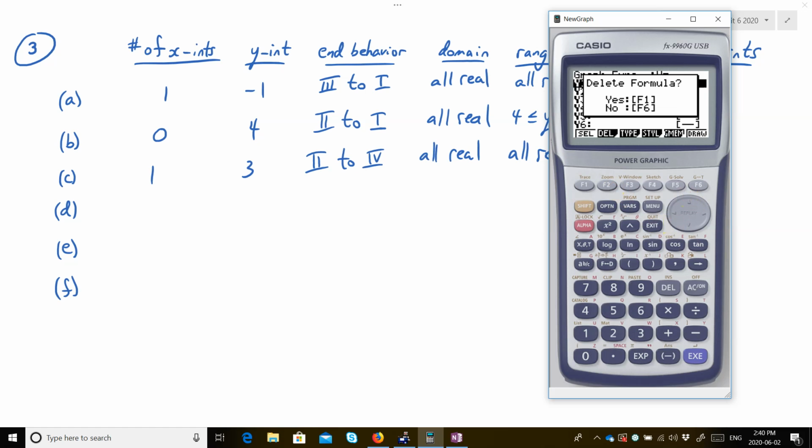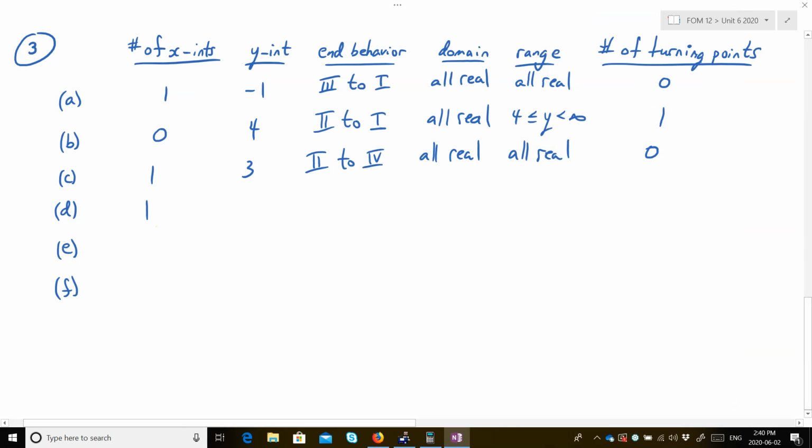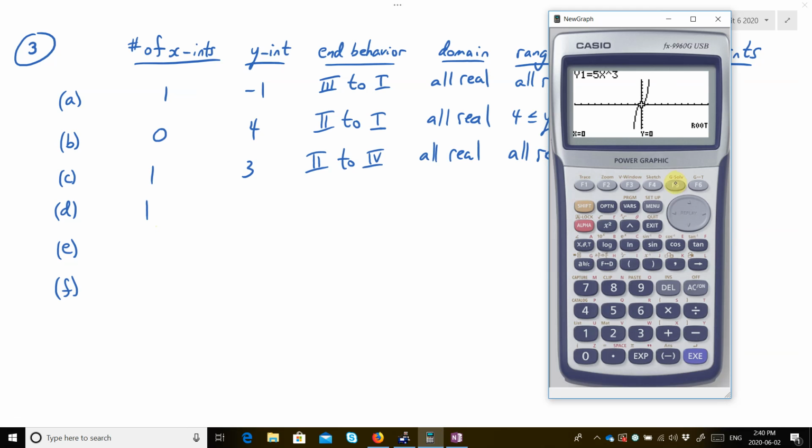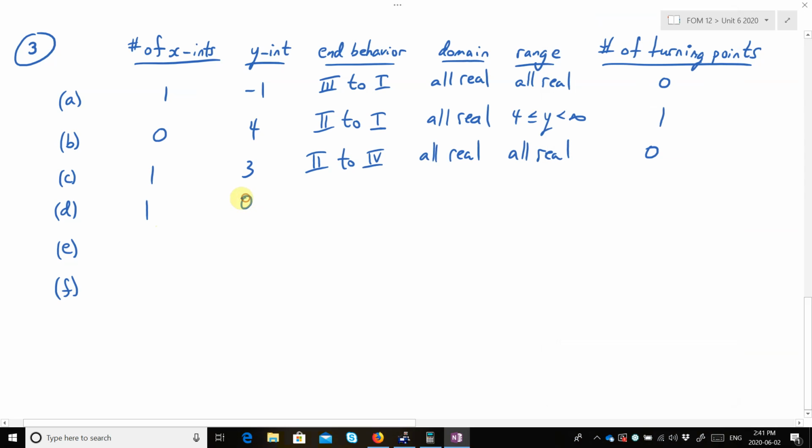Okay. Let's do letter D, which is 5x cubed. 5x to the power of 3. Execute. Draw. Okay, so it looks like there is one x-intercept. If I go G-Solve and Root, then it finds it for us. So there's one x-intercept. And let's go G-Solve and F4 for y-intercept. The y-intercept is at 0.